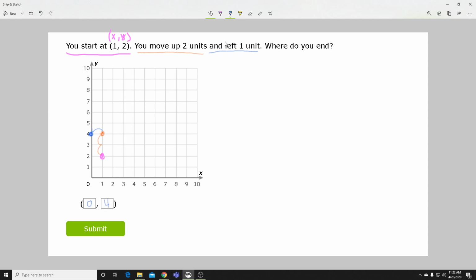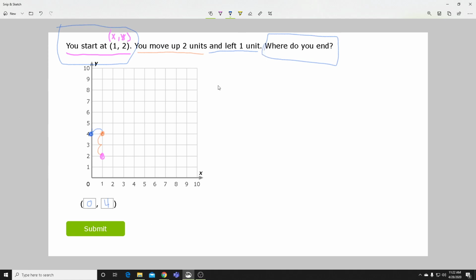So you just need to break this down into steps. Look where you're starting. Move your point. We moved it up 2, then we moved it to the left 1. It doesn't matter the order you pick, but I think it's easier if you just go piece by piece, because we're trying to find out where we end up.